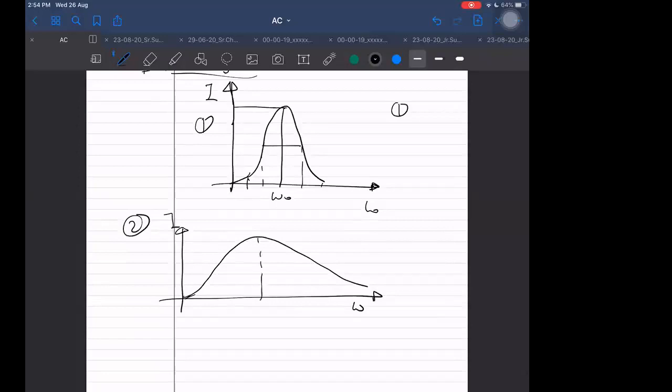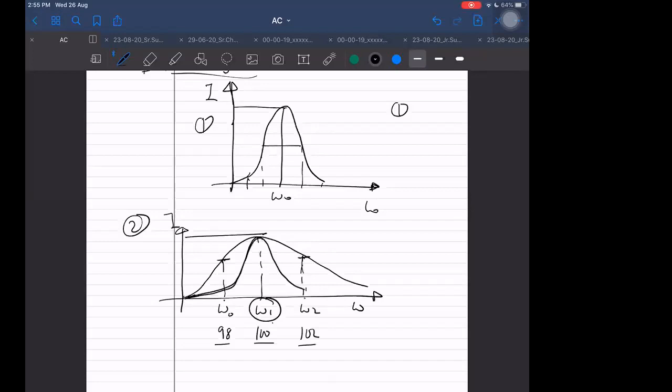If I make a radio, and one frequency is omega 1, another is omega 2, and third is omega 0, these are the frequencies: 98 FM, 100 FM, 102 FM, something like this. When I want to play the radio at omega 1 frequency, I'm getting maximum current there, but I'm hearing other voices also, because the current is not much less at omega 0 and omega 2. But if I have a circuit which quickly reduces the current to such a low level that I am not able to hear the frequencies corresponding to omega 0 and omega 2, then that circuit will be regarded as better.